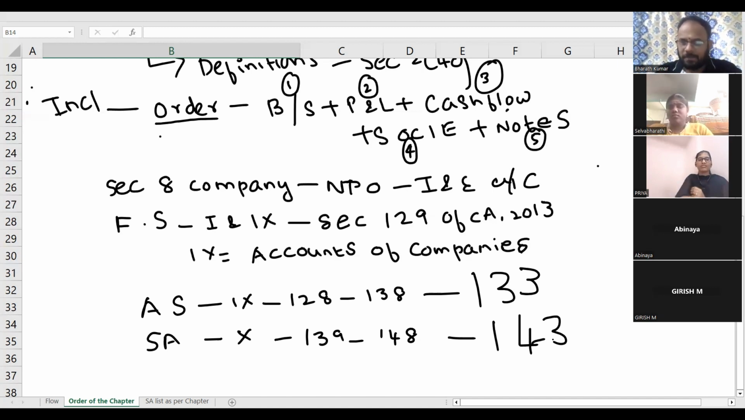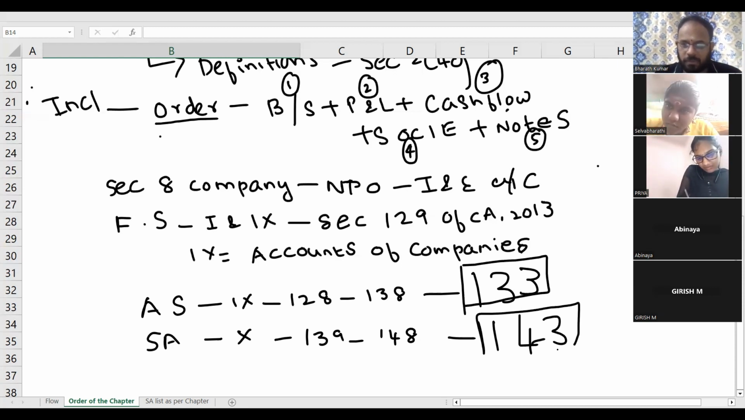Please write this. Then I will go to the audit definition. So I am indirectly talking about accounting standard in section 133 and auditing standard in section 143. Please write this. We'll go to audit definition.